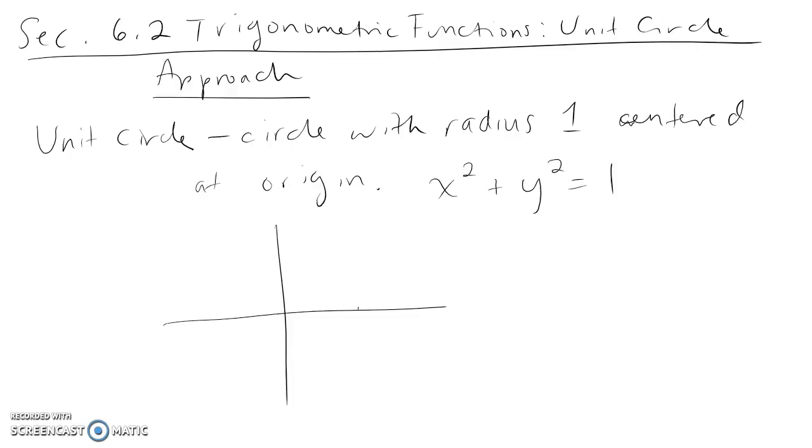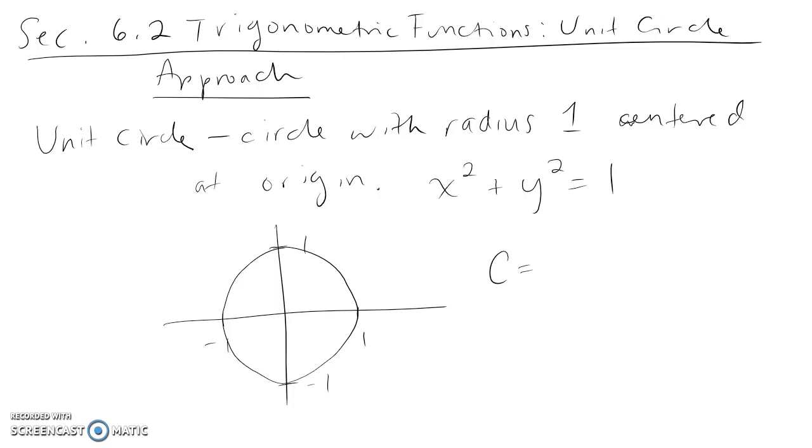Here is a picture of the unit circle on a coordinate plane. Its center is right here in the middle, and its radius is 1, so we go out to 1 in all directions.